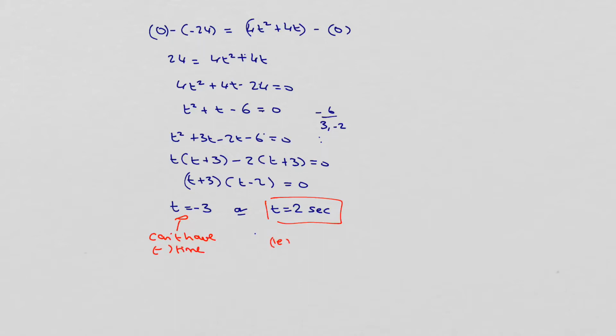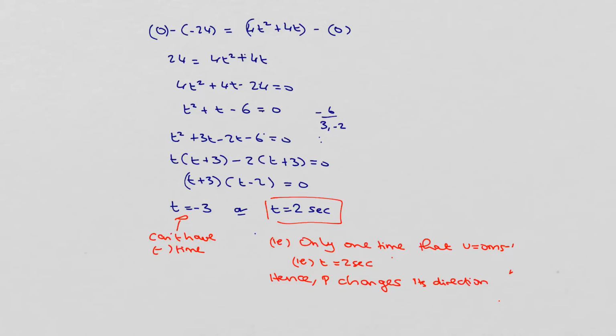In other words, there is only one time that the velocity is equal to 0. In other words, when t is equal to 2 seconds. So we can conclude then that p changes its direction only once. Okay, which is what they asked us to show.